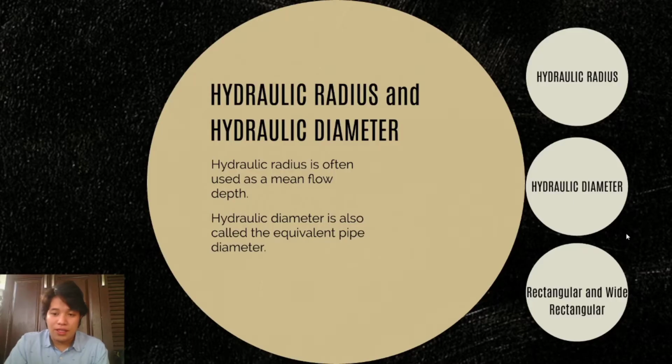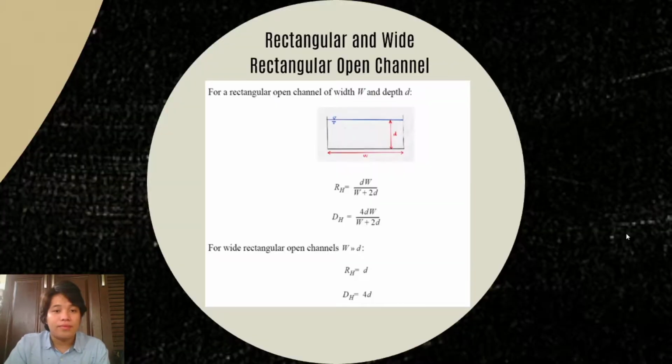There are also instances where there are rectangular and wide rectangular open channels. For the rectangular open channel of width W and depth D, as we can see in the figure, it is a rectangle with the width and the depth. RH is equal to DW over W plus 2D, and for the diameter, 4DW over W plus 2D. But for the wide rectangular open channel, W is greater than the depth. So RH is equal to D, and the diameter is equal to 4D.